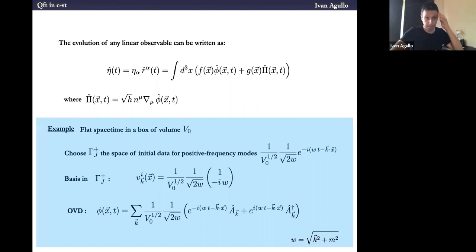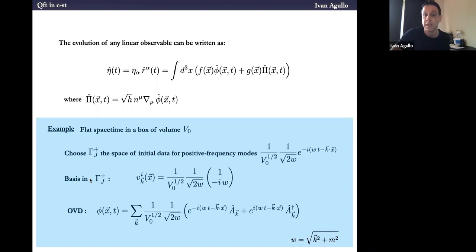Example: a flat space-time in a box. We can choose gamma plus, the complex structure associated to positive frequency modes. This is what we normally do in Minkowski space-time: single out positive frequency modes. That corresponds to choosing the following basis for V. Now the index capital I is played by the k vector. I have one basis element for each Fourier mode. All of them expand gamma plus and the conjugates gamma minus, and then together form a basis of any complex element of the phase space.